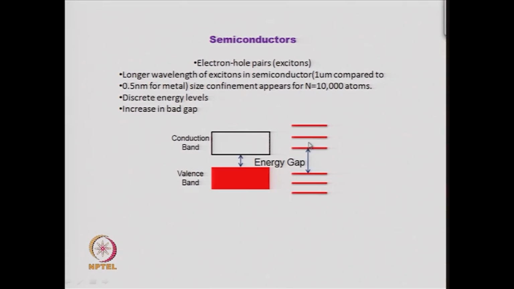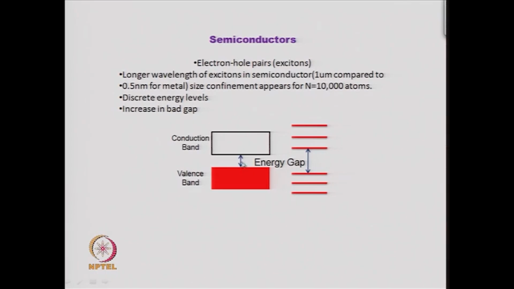This effect is also called quantum confinement, because we are confining the electrons, and because the energy gap is becoming higher, the electron cannot be excited easily unless you give higher energy. So, the increase in the band gap and confinement appears for particles with around 10,000 atoms, and that may be the size of like a 0.5 nanometer particle when compared to a bulk particle which is around 1 micron.